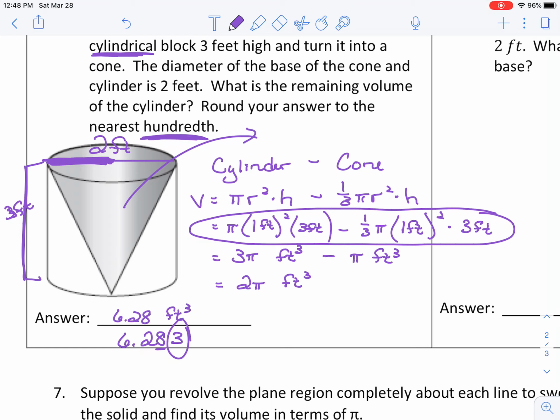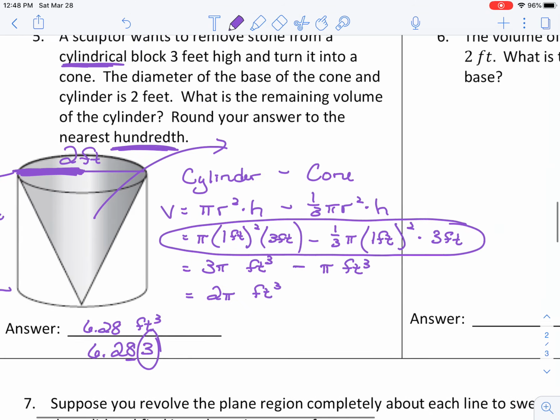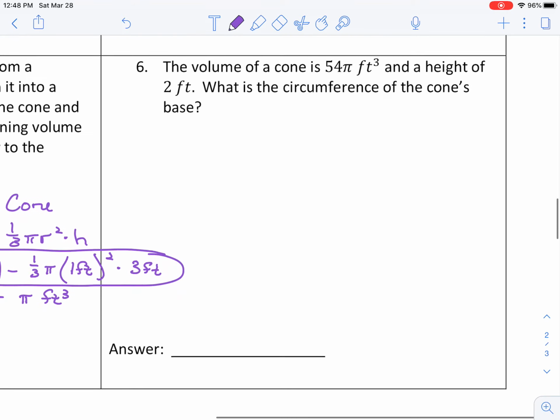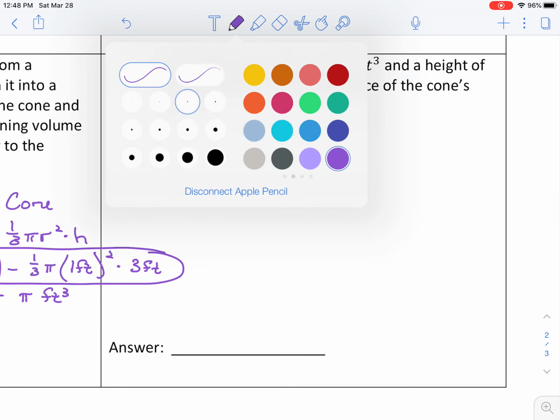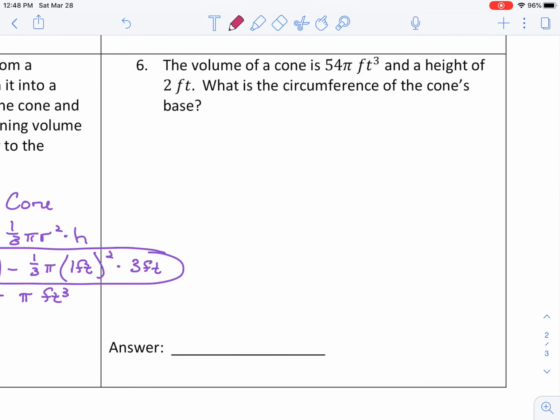So I'd have 6.28 cubic feet remaining after the cone has been removed. Really annoying, and I'm sorry.